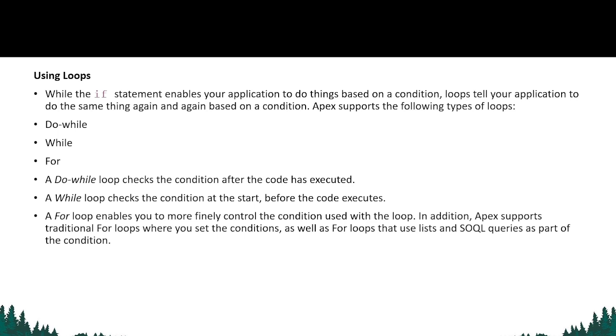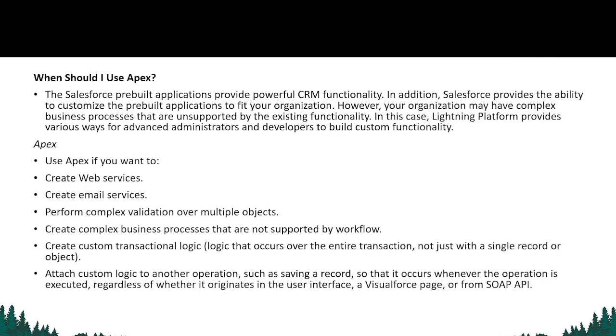As we know, the do while loop always checks the condition after the code has already executed, and the while loop checks the condition beforehand, and only if the condition is fulfilled does the code execute. Then a for loop is used to control the condition used within the loop. Apex always supports the traditional for loop where you set the conditions, and also for loops where you use a list and SOQL queries as part of your conditions.